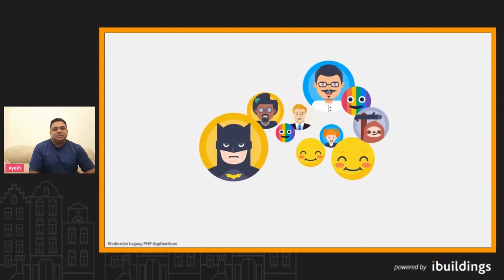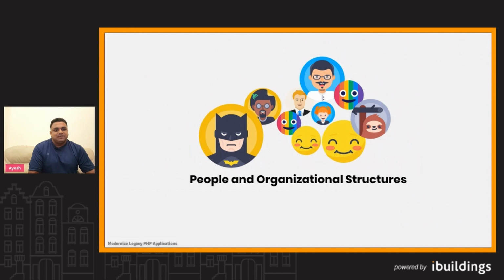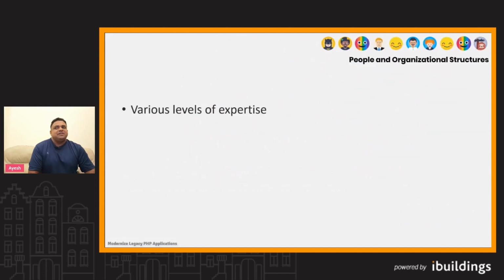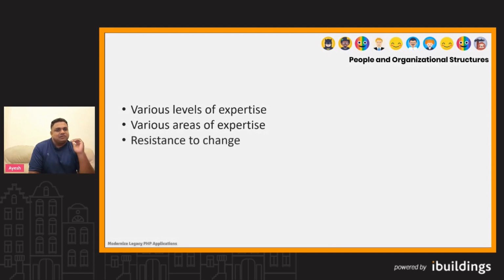And the same goes with people and organizational structures as well. Because if you have an application that was running for 10 years, you probably have people working there with various levels and areas of expertise. So every time you need to modernize something, there's always resistance. And people don't really like to change things.